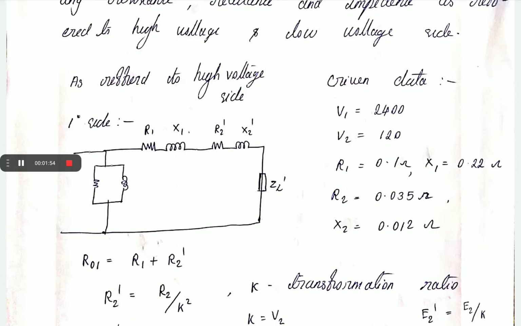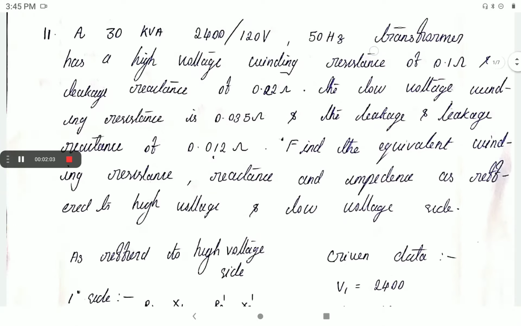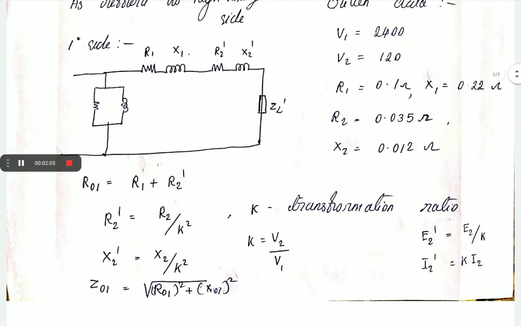You have to find out these values. R1, R2, X1, X2 are all given to you. You only have to find out as referred to primary or secondary, that is all that is asked.